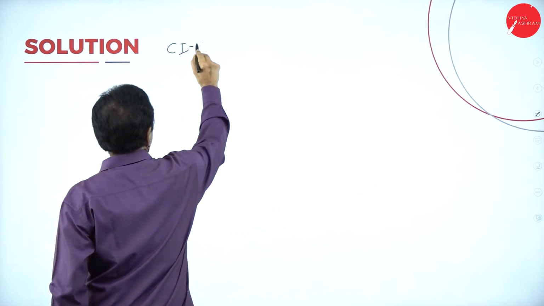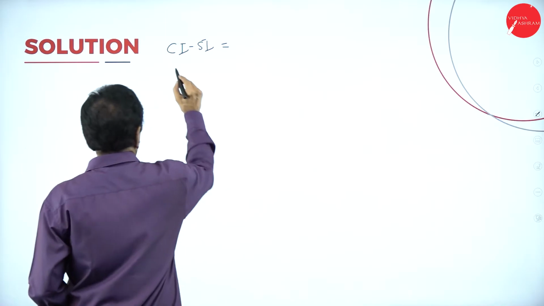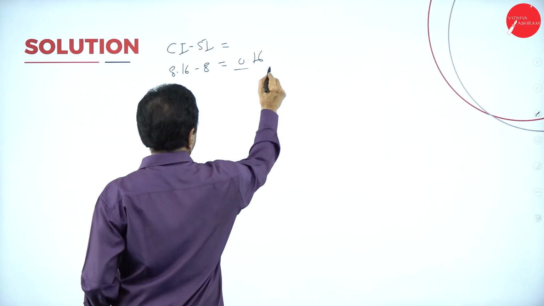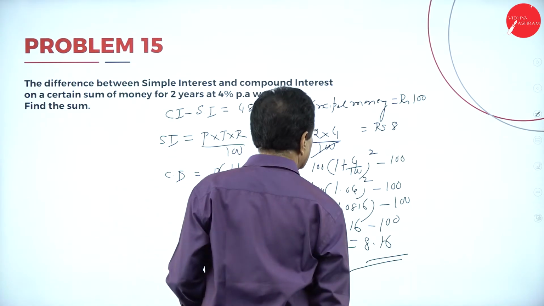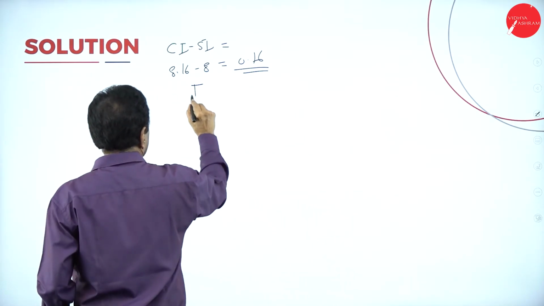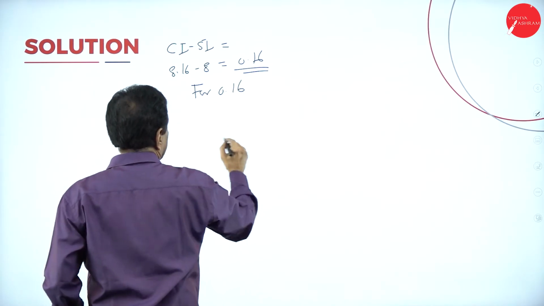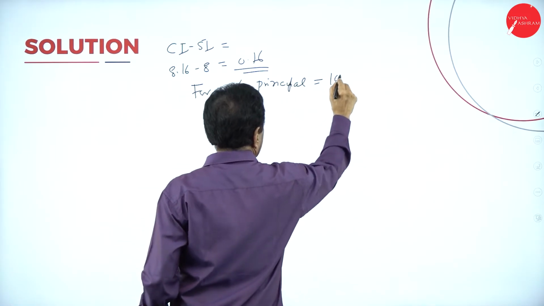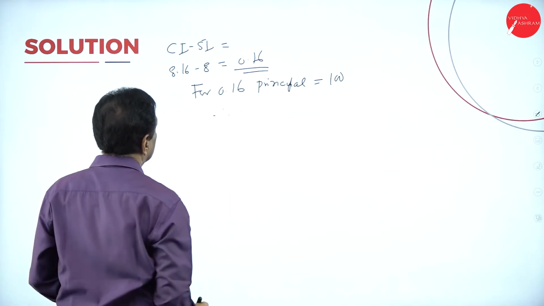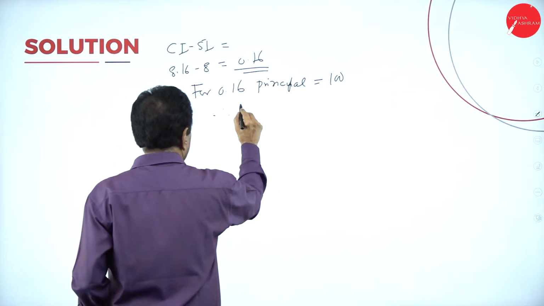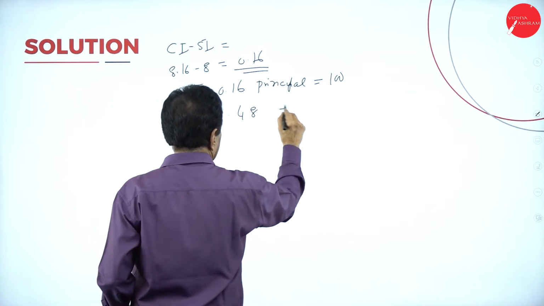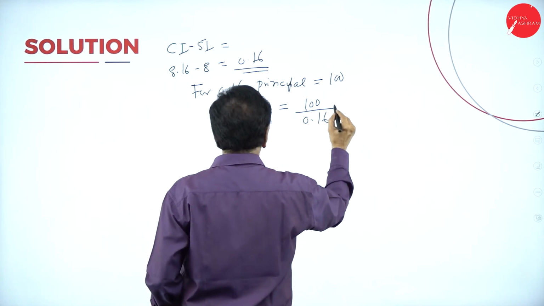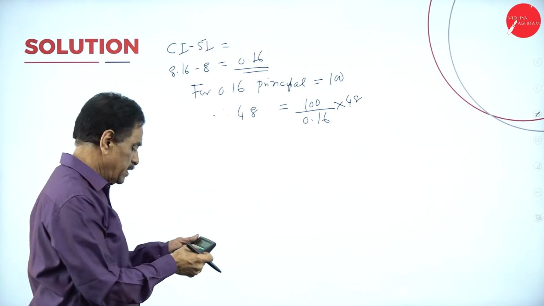CI minus SI: 8.16 minus 8 is 0.16. For 0.16, the principal is equal to 100. Therefore, for rupees 48, it is 100 divided by 0.16 into 48. This is the same thing we are doing.